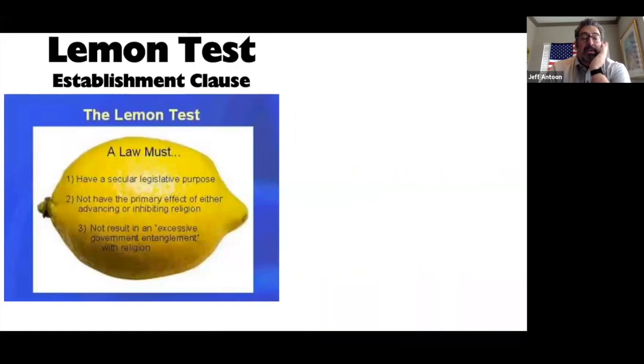Another Establishment Clause case is Lemon v. Kurtzman. And in this one, the Supreme Court has created a test. It's called the Lemon test. And obviously, we're using the analogy of a lemon. The guy's name was Lemon. But again, it tells you that the Supreme Court says that the law has to have a secular purpose. The primary effect of it cannot advance or inhibit religion. And there's no excessive government entanglement with that religion.